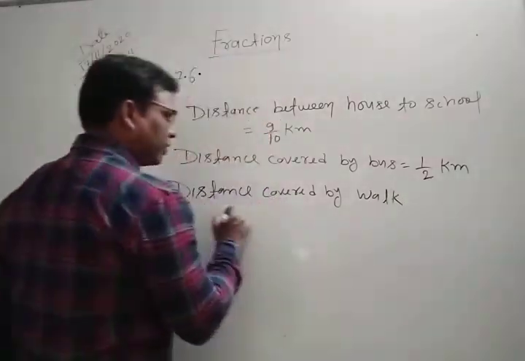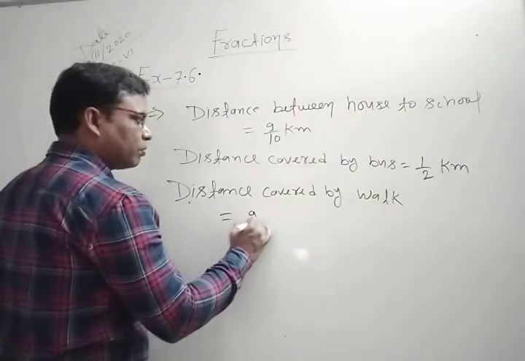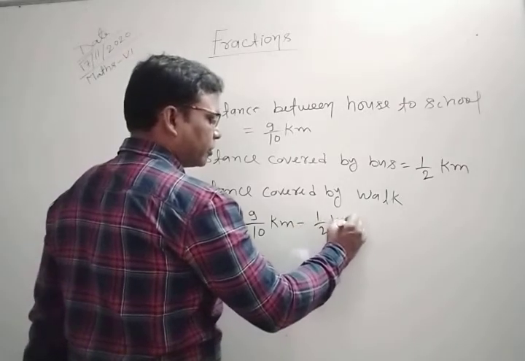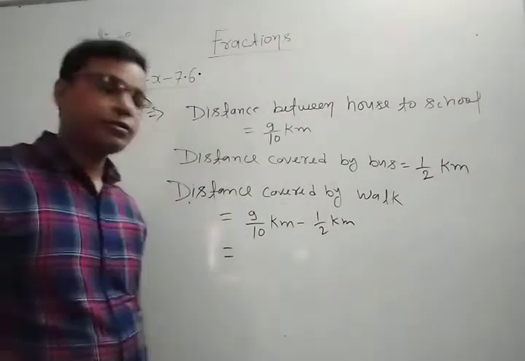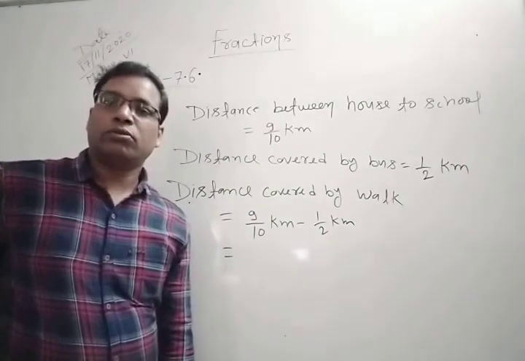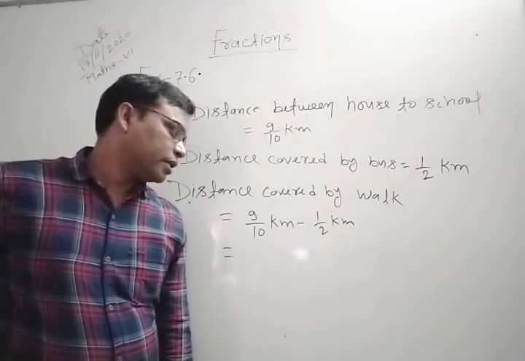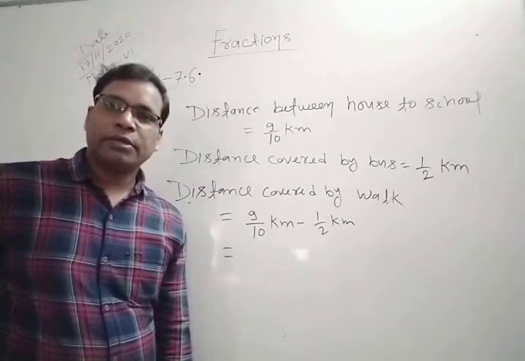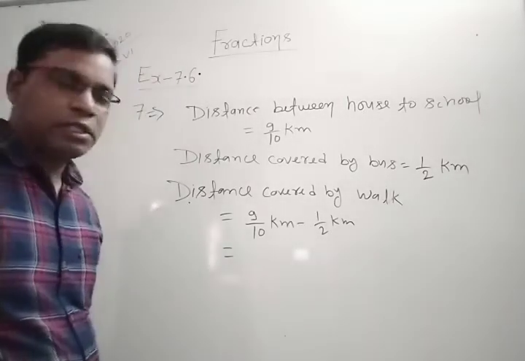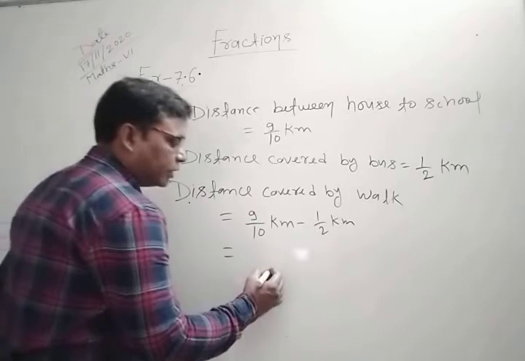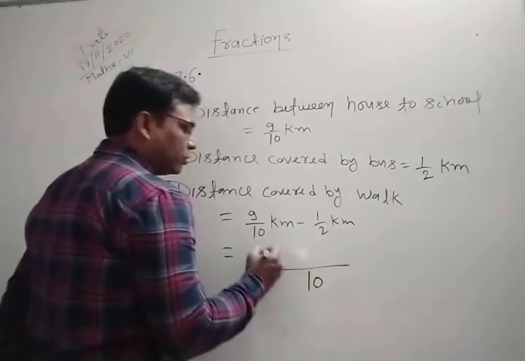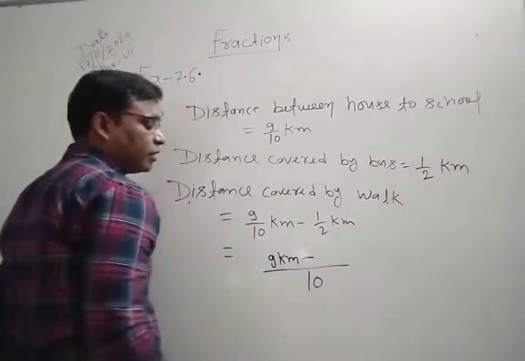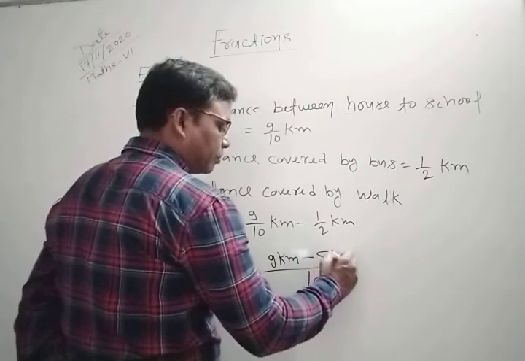Okay, so for this we subtract 1 by 2 from 9 by 10, then we obtain the walking distance. Here you can see both fractions 9 by 10 and 1 by 2 are unlike terms. So first we find their LCM. What is the LCM of 10 and 2? 10 is a multiple of 2. So the LCM of 10 and 2 is 10. So you can write here 10. So 10 ones are 10, 9 ones are 9 kilometer minus 2 fives are 10, so 5 ones are 5 kilometers.